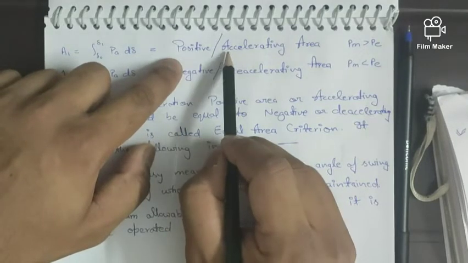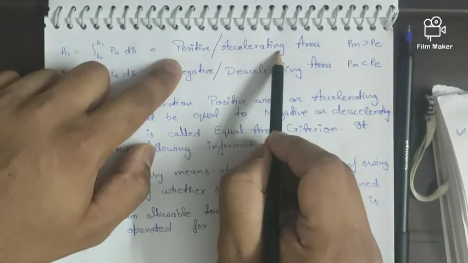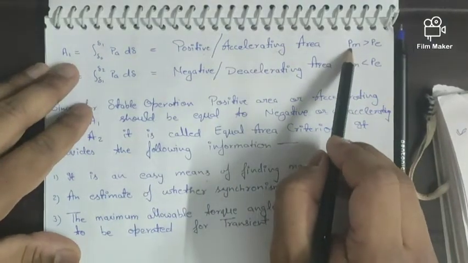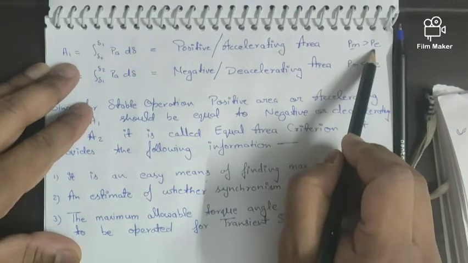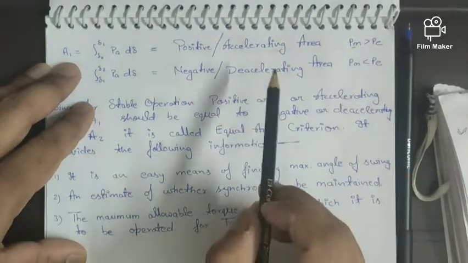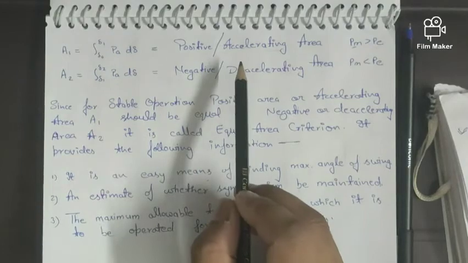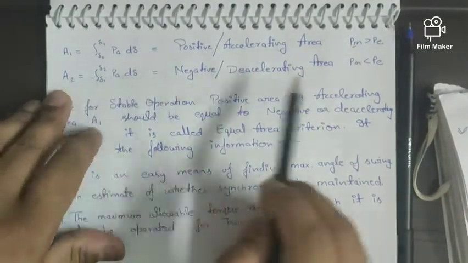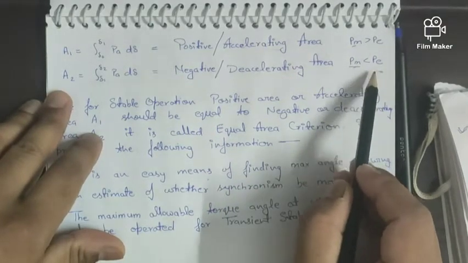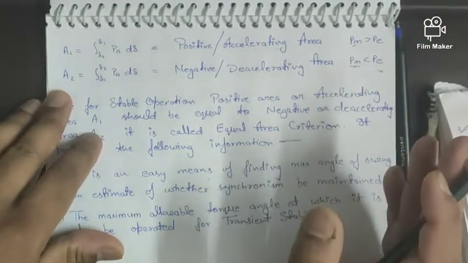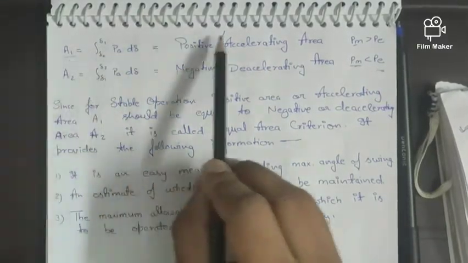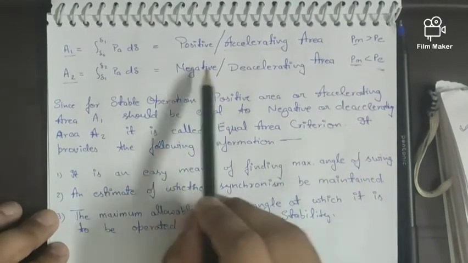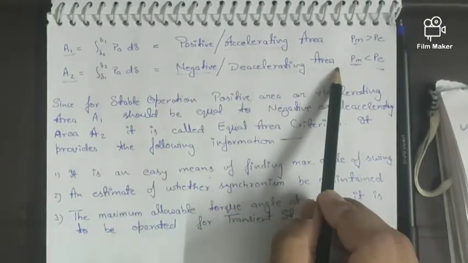It is also called accelerating area because acceleration in the rotor is going on. We can see from that swing equation, if P mechanical is greater than P electrical, there will be the acceleration. I have told you already that acceleration will be there in the rotor, and if P mechanical is less than P electrical, then there will be the deceleration in the rotor. So area A1 represent the positive area or accelerating area. Area A2, where P mechanical is less than P electrical, is the negative area or decelerating area.